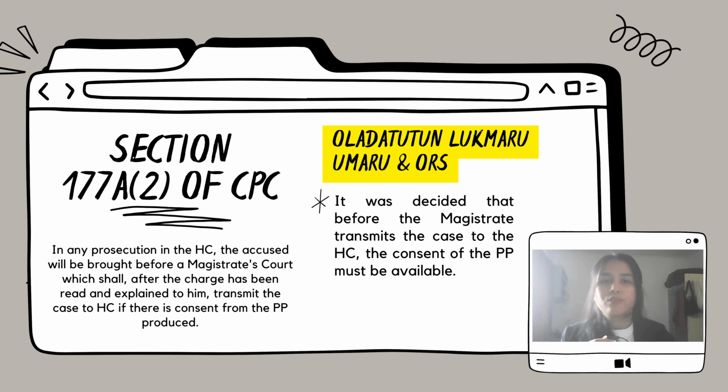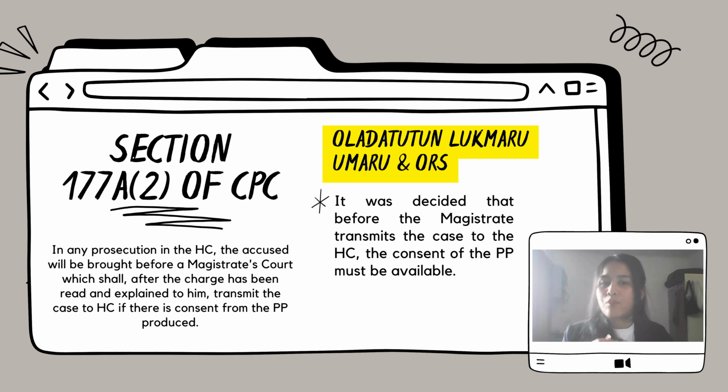In compliance with Section 177A subsection 2 of the CPC, in any prosecution in the High Court, the accused will be brought before a magistrate court, which will, if a consent from the public prosecutor is produced, transmit the case to the High Court after reading and explaining the accusation to the accused. The accused will thereafter appear in court as soon as possible at the High Court.